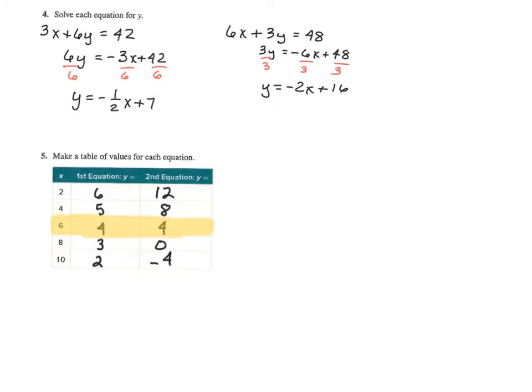Okay, so they really want us to think about this later. I want to think about it now. Do you notice how when x is 6, the outputs are the same? So it looks like we have found our solution to the equations. It looks like when x is 6 and y is 4, that's a solution to both equations. All right, now let's graph and see if we don't have the same thing going on.